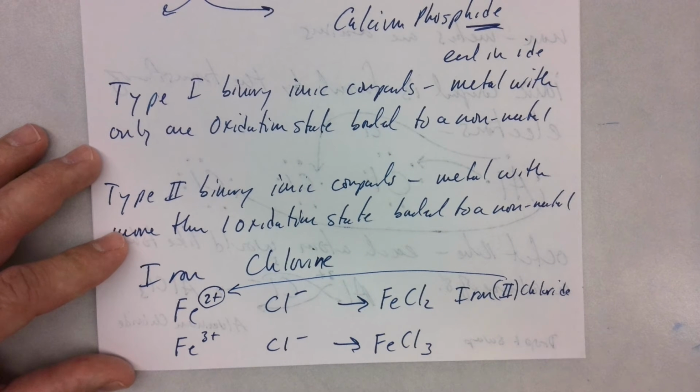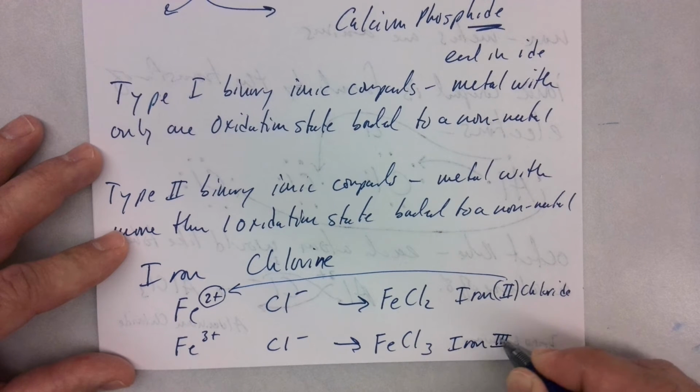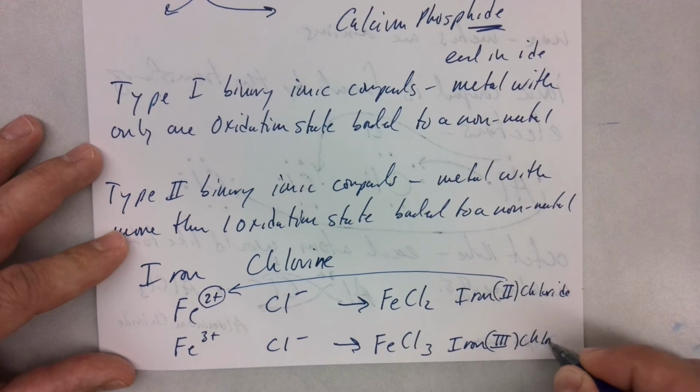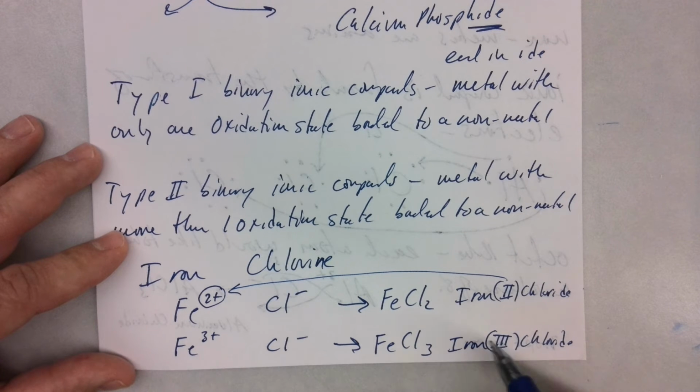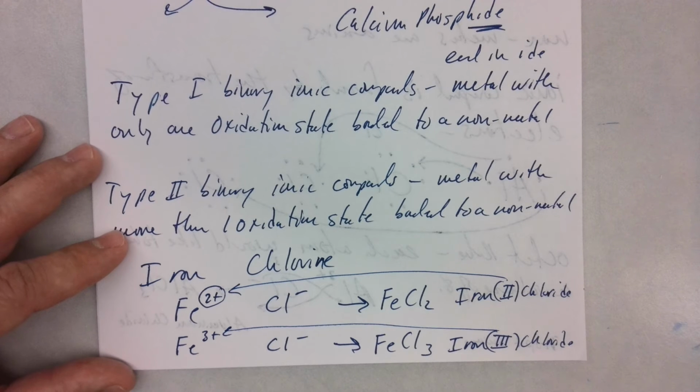So what do you think the second one's going to be? It is iron 3 chloride. Now notice what kind of number I use there. Roman numeral. Why do you think I use a Roman numeral?